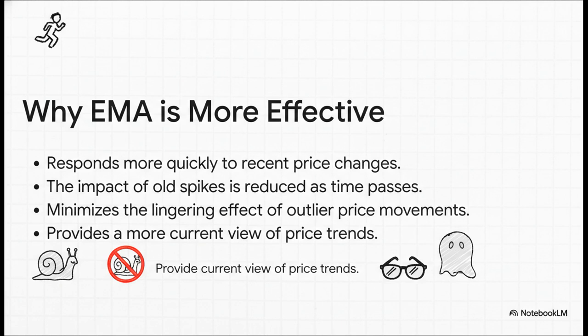Now, this weighting system gives the EMA some serious advantages. For one, it reacts way faster when a new trend starts to form. The impact of that old price shock we talked about, it fades away much more quickly. It basically minimizes the lag time, and that gives you a much truer picture of the current market trend.